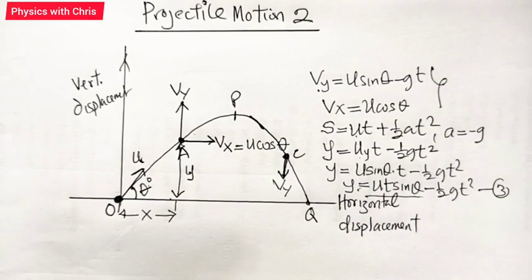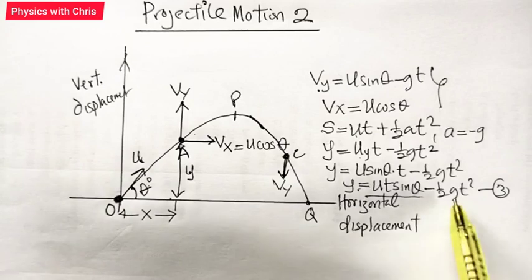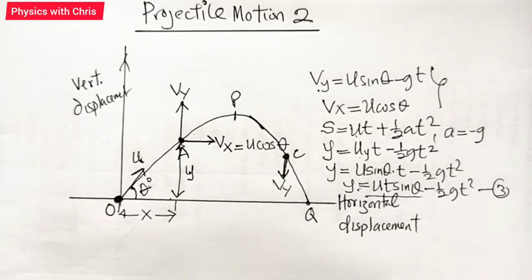Now this equation 3 is used to calculate at any point in time the vertical distance risen by the projectile after some given time. We can also use it to derive the maximum height risen by the projectile. The same equation can be used. Okay, so that's for the vertical distance.